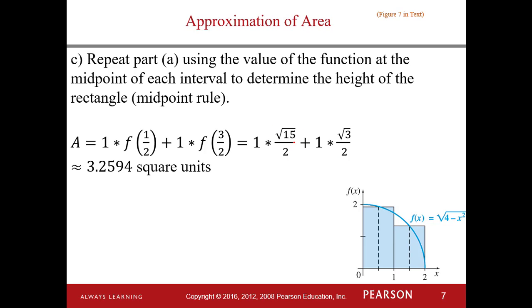This makes 1 times the square root of 15 over 2, plus 1 times the square root of 3 over 2, which is about 3.2594 square units.